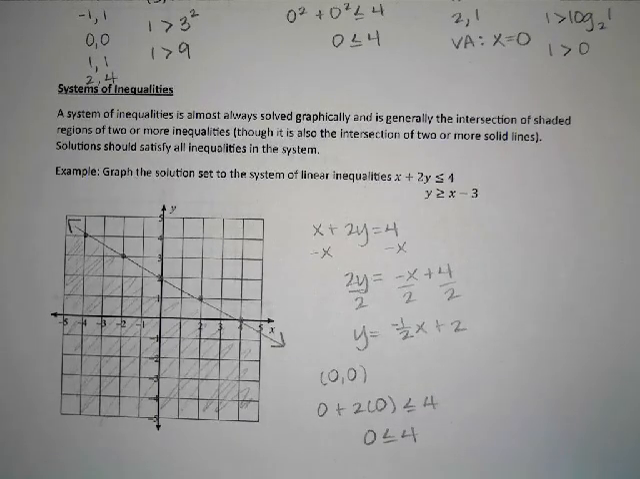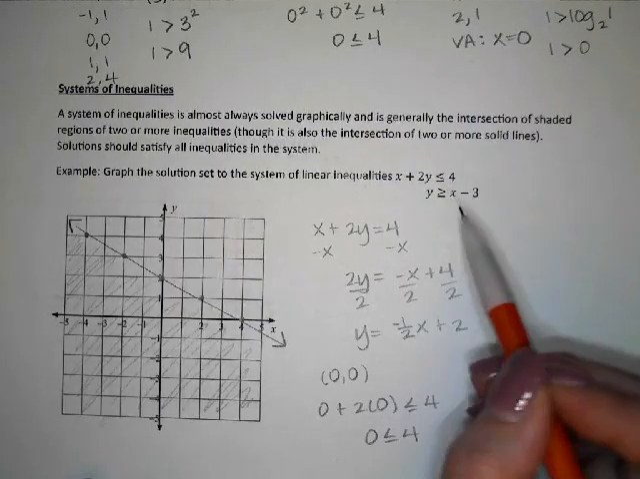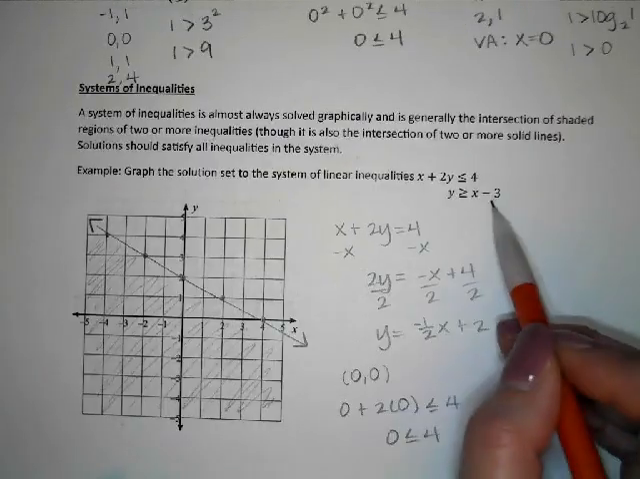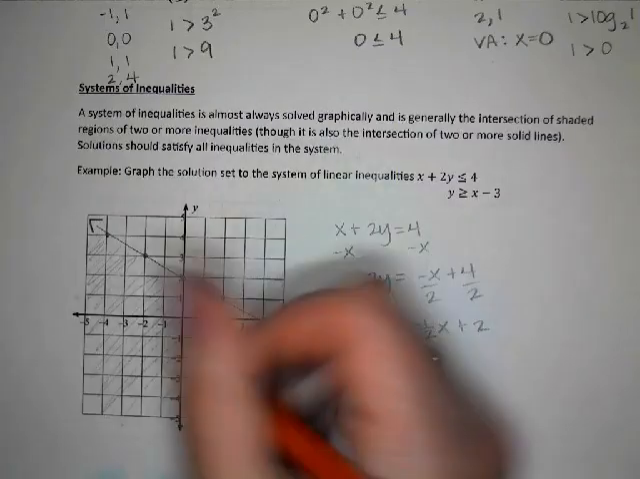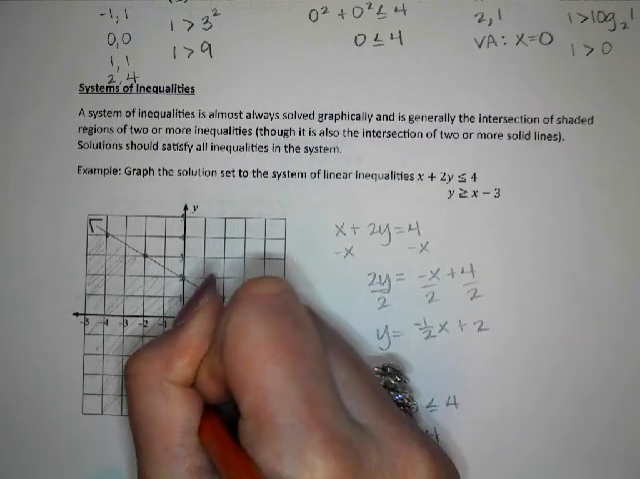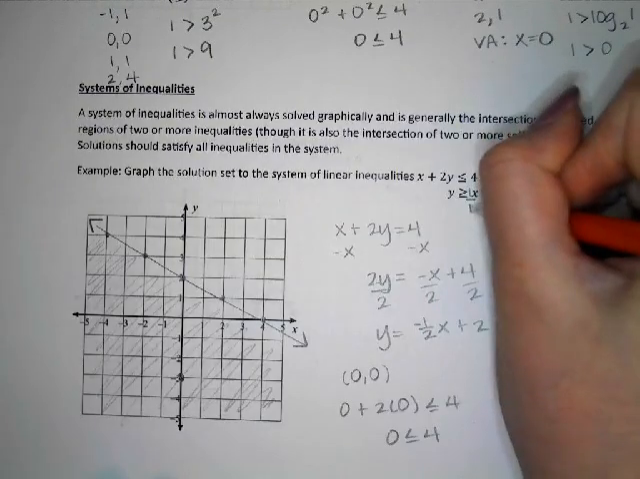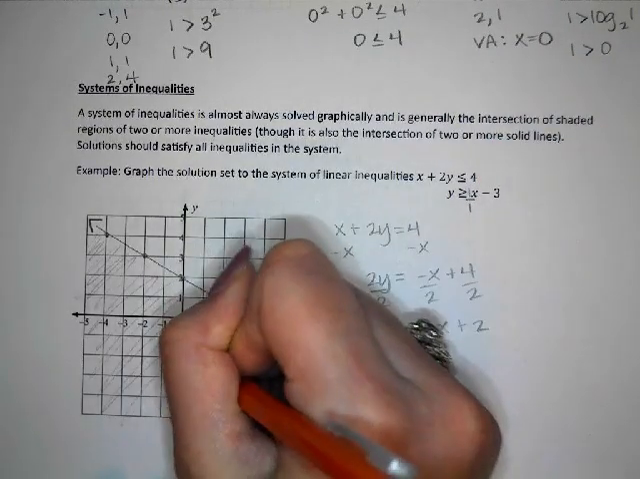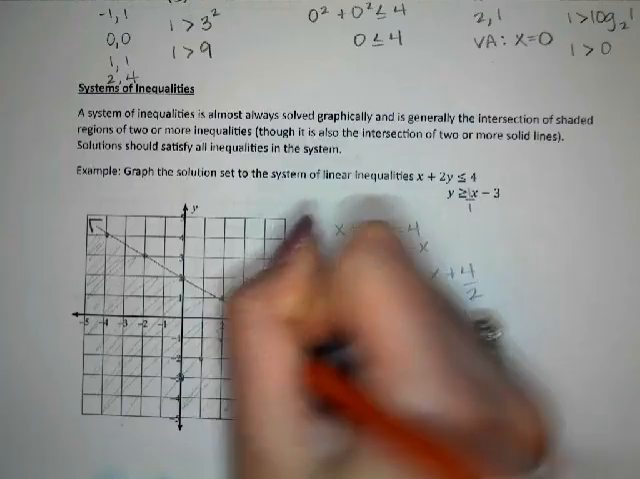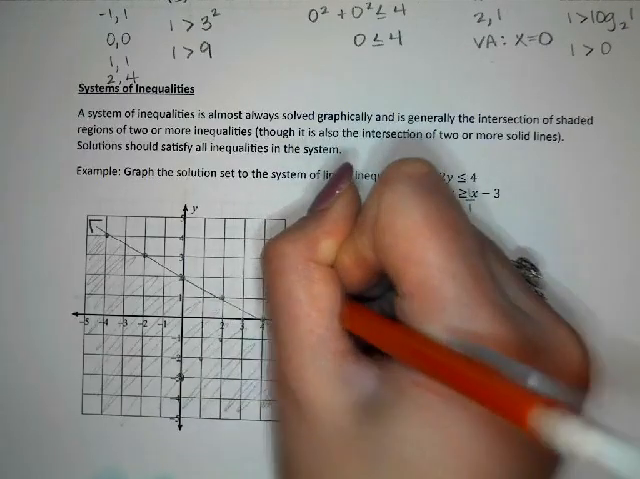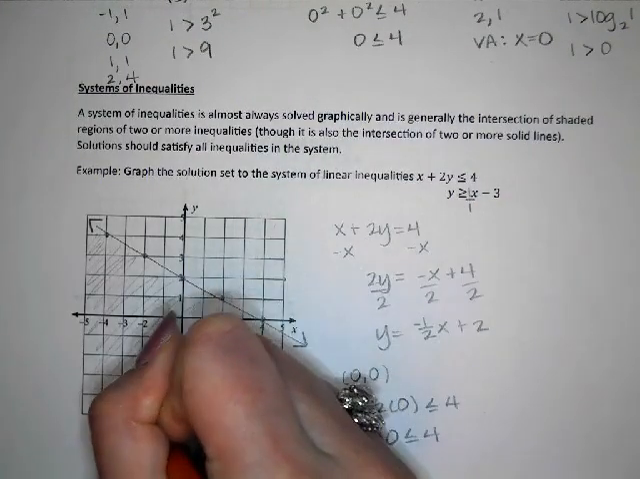So next we have a straight line with a y-intercept of negative 3 and a slope of 1. So I'm going to go up 1, right 1, up 1, right 1, up 1, right 1. And this is a solid line as well.